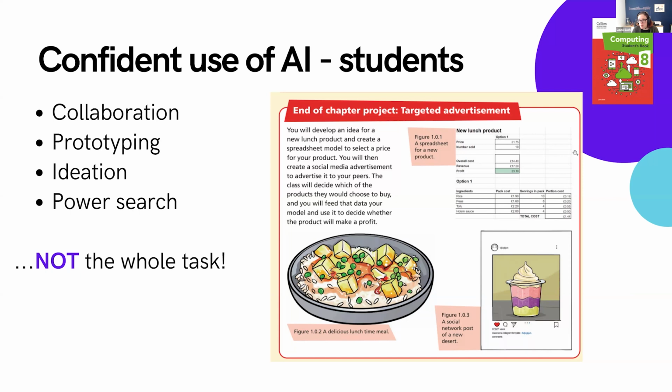And again, it's not the whole task. So for example, here is a project from stage 8, which is creating a targeted advertisement for a new lunch project. And this is not the whole project. So part of the project, the students will be using a spreadsheet to decide on costs and to figure out how much it's going to cost for this particular lunch idea that they've come up with. But then they are asked to use AI to come up with an image of this product. So it's using it as part of the project rather than the whole lot.